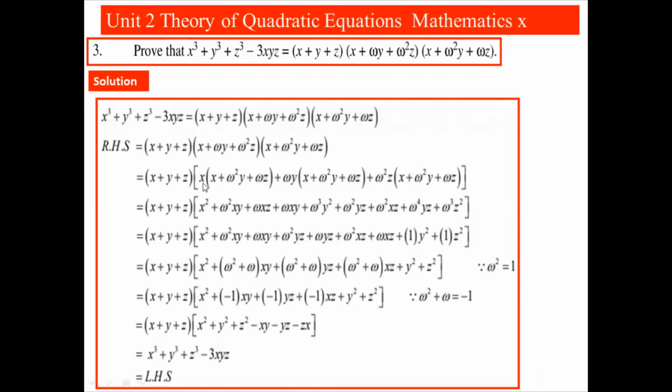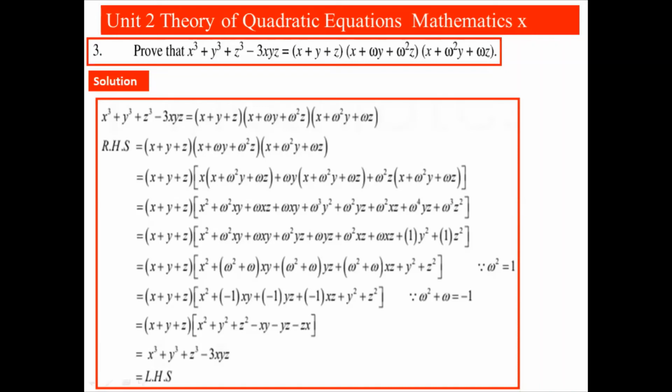So after multiplying we have x square plus omega square xy. So here is omega xz, here is omega xy, this is omega cube y square, here is omega square yz, and here we have omega square xz, omega 4, omega square and omega square, this will be equal to omega 4, and this is y, and this is y, this is z. So omega yz, and here is omega cube z square.